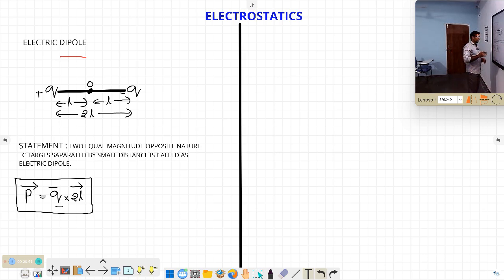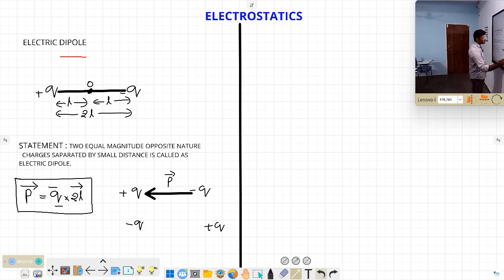That means the electric dipole nature we express using the concept called the electric dipole moment, and that moment is in a particular direction. What is the direction of that electric dipole moment? Whenever you take a positive charge and a negative charge, the electric dipole moment is always in between the two charges, from the negative to the positive direction. This is the direction of the electric dipole moment. Suppose if you take a negative charge here and a positive charge there, in this case the electric dipole moment will be in this direction.